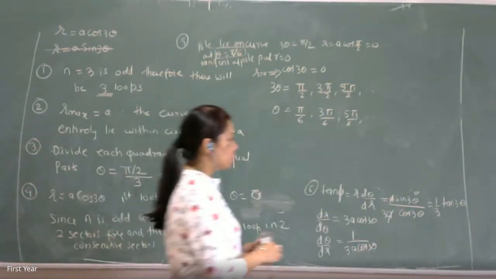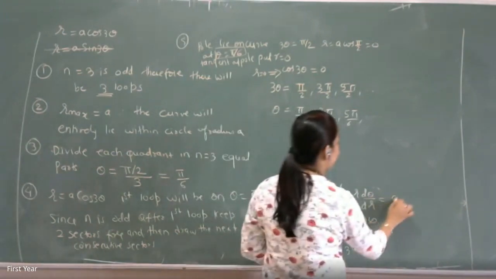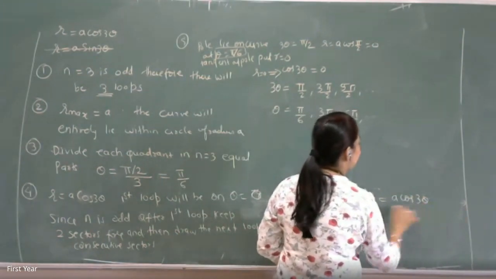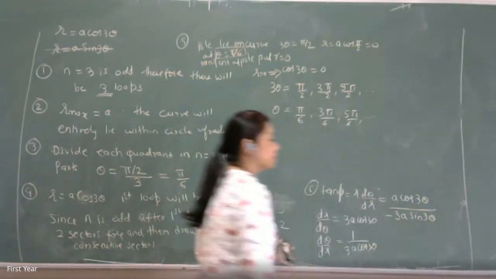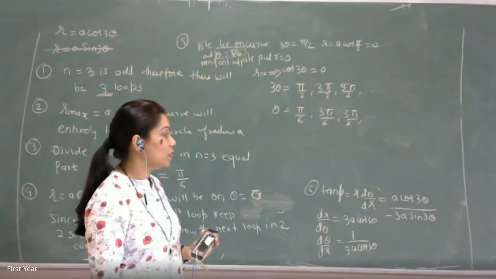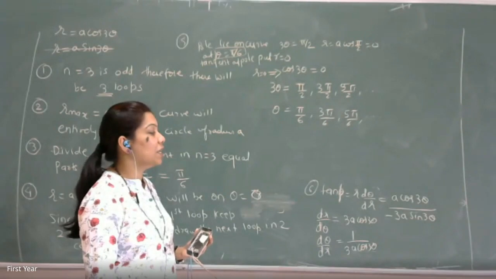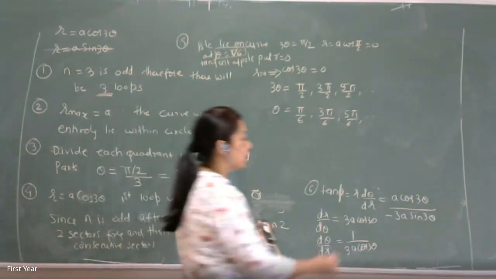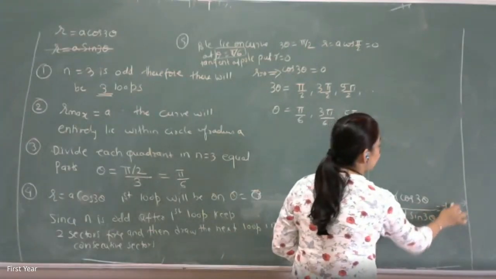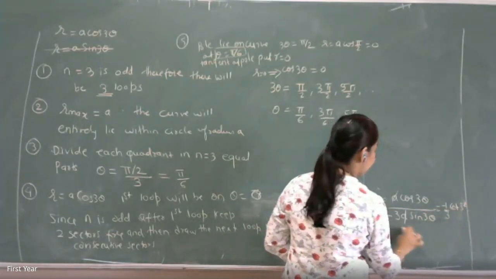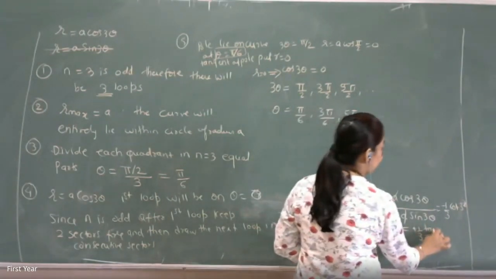Tan phi, what will be the change? r is nothing but a cos of 3 theta, and dr by d theta will be minus 3a sin of 3 theta. Correct? Because derivative of cos 3 theta is minus 3 sin 3 theta. So a will get cancelled and you will get minus 1 by 3 cot of 3 theta, which you can write as minus 1 by 3 tan of pi by 2 plus 3 theta.